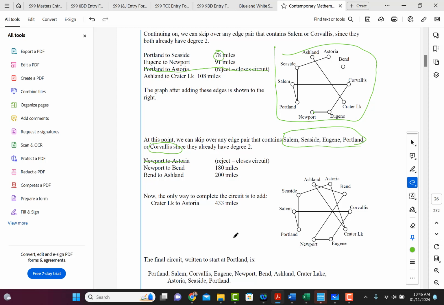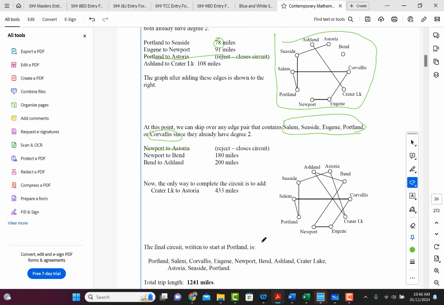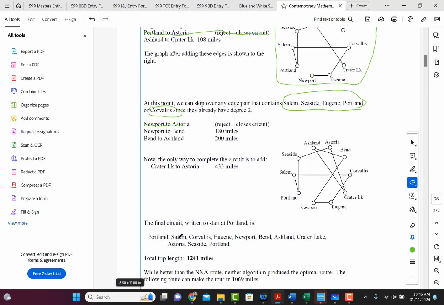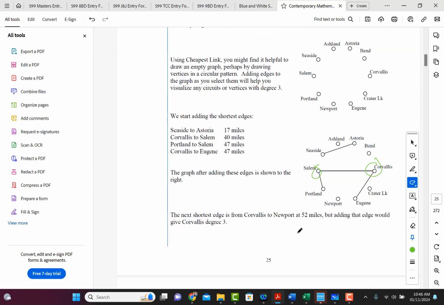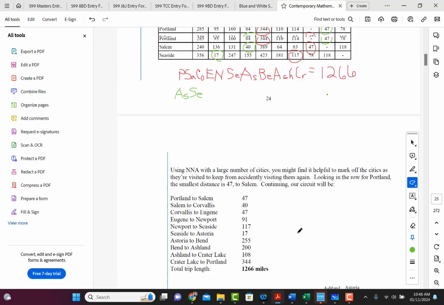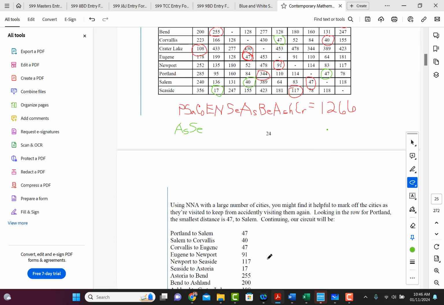Okay? So the final circuit written to start at Portland is going to be as follows. Portland to Salem to Corvallis, Eugene, Newport, Bend, Ashland, Crater Lake, Astoria, and Seaside, and then back to Portland. Which then, as we add up those miles, gives us 1,241 miles, which is better than the one we got with the nearest neighbor, which was 1,266.